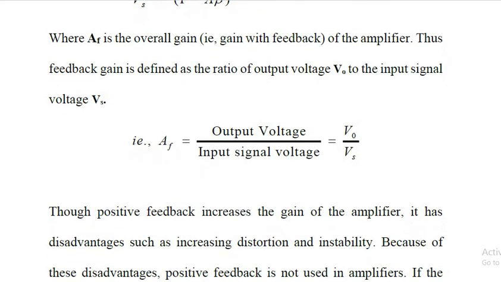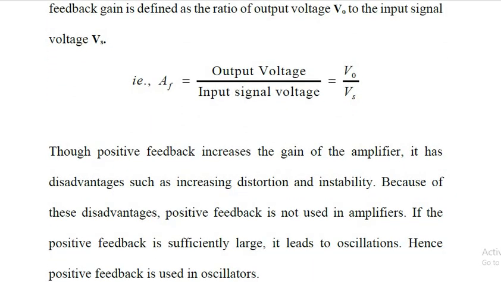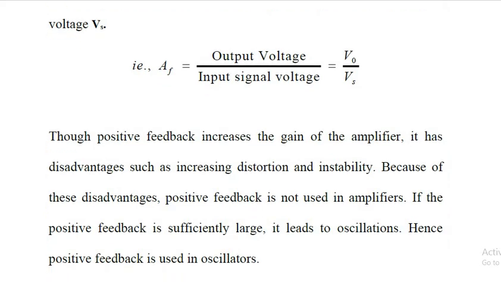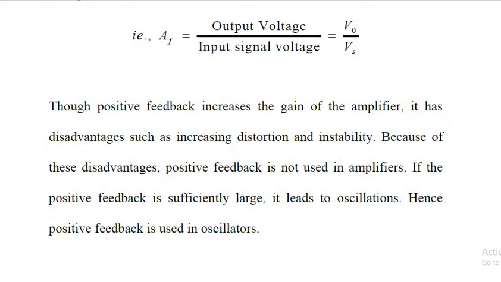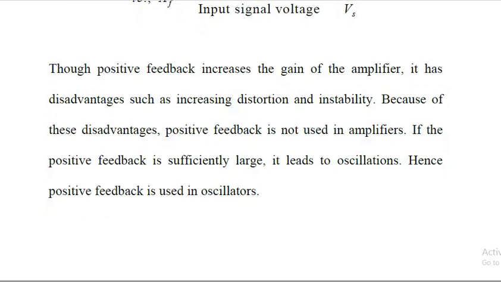Though the positive feedback increases the gain of the amplifier, it has disadvantages such as increasing distortion and instability. So it produces a lot of noise or unwanted signals and the output is unstable. So because of these disadvantages, positive feedback is not used in amplifiers. And if the feedback is sufficiently large, it leads to oscillations. Hence, positive feedback is used in oscillators and not in amplifiers.